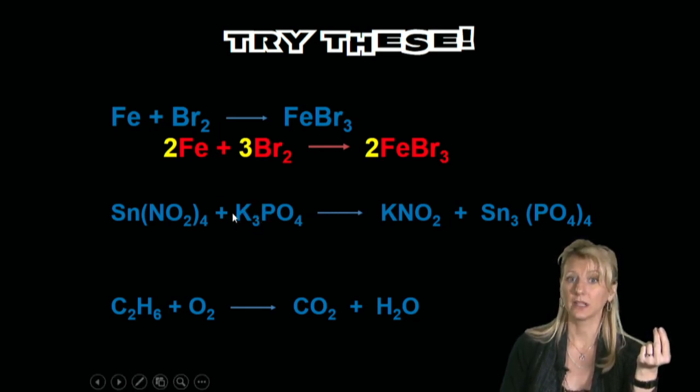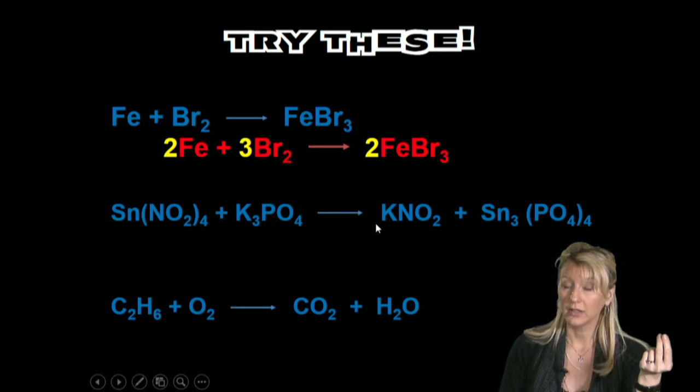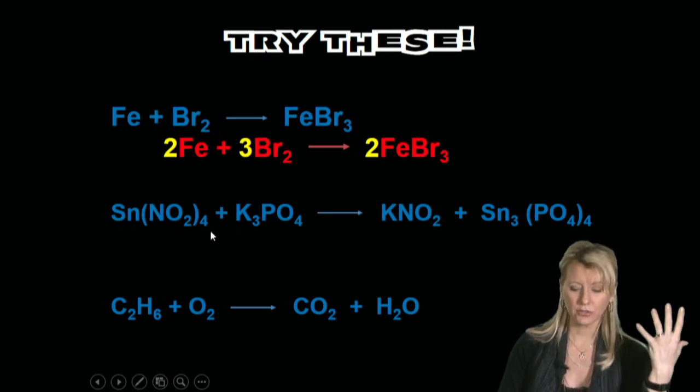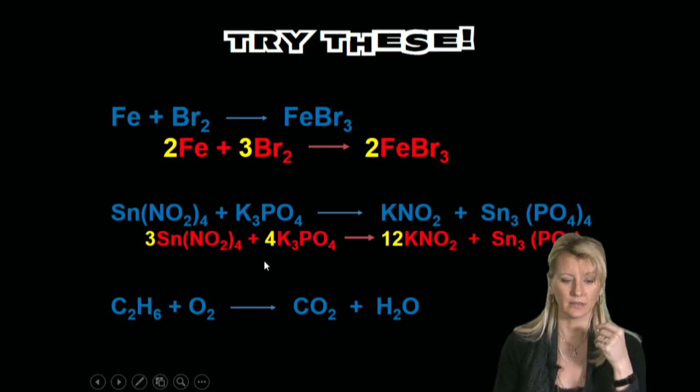So then I have to look at the other side. How many do I have here? I have 1. So then I'm going to have to put a 12 in front of here, right? And that makes that match. But then when I put a 12 in front of there, my NO2 is 1. It now becomes 12. How many NO2s do I have here? I have 4. So then you just keep working through and you get this.